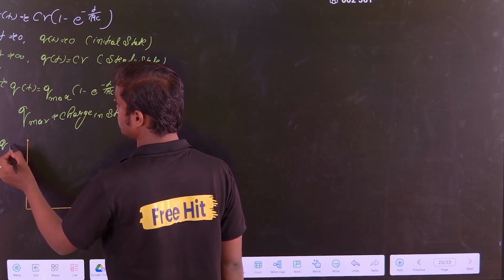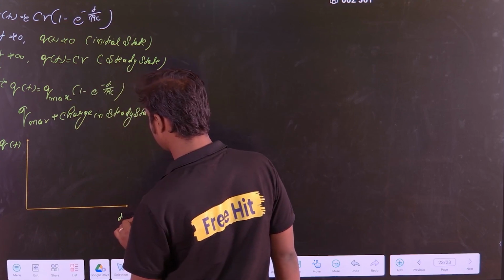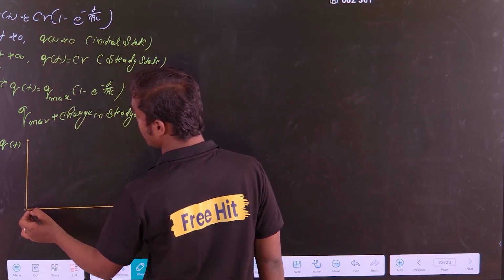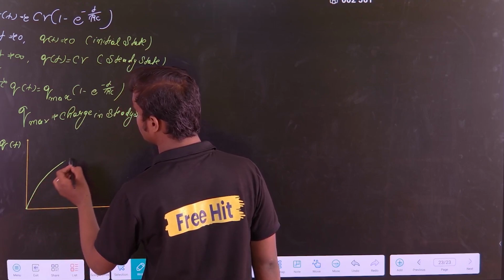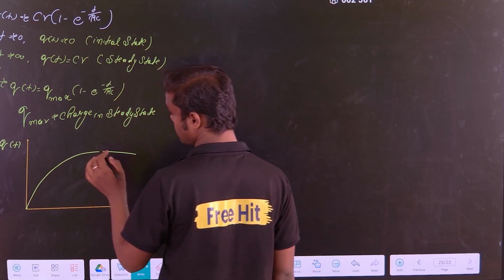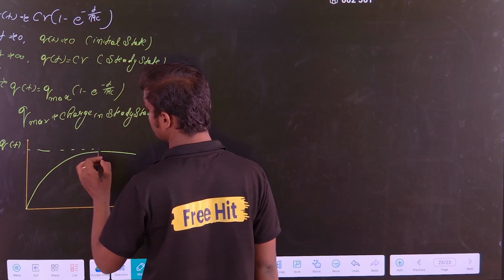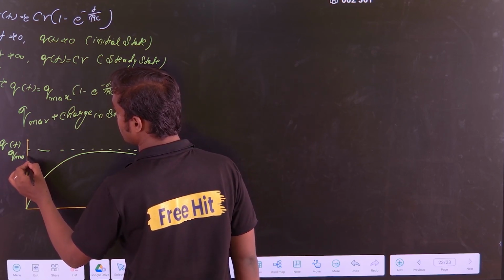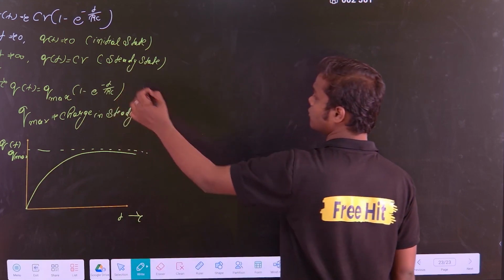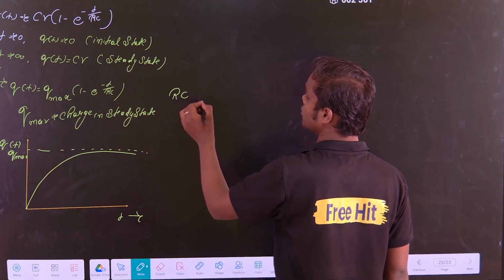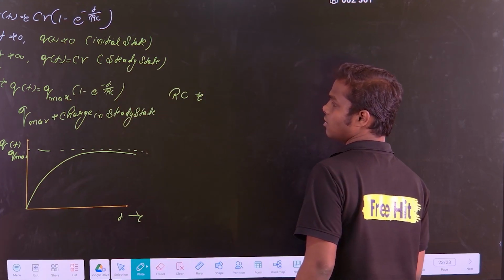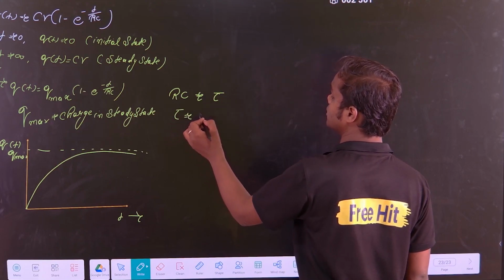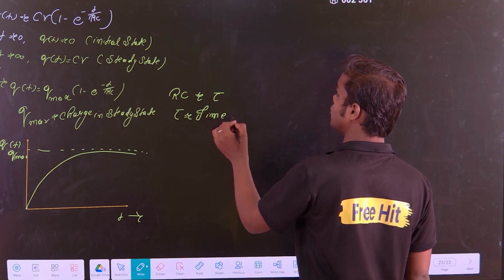If you see Q of t versus time, initially the charge is 0, and at steady state, when the time reaches infinity, the capacitor has the maximum charge, that is Q max. Now in this equation you can see something called RC. What is the unit of RC? RC is defined as tau, which is called the time constant.